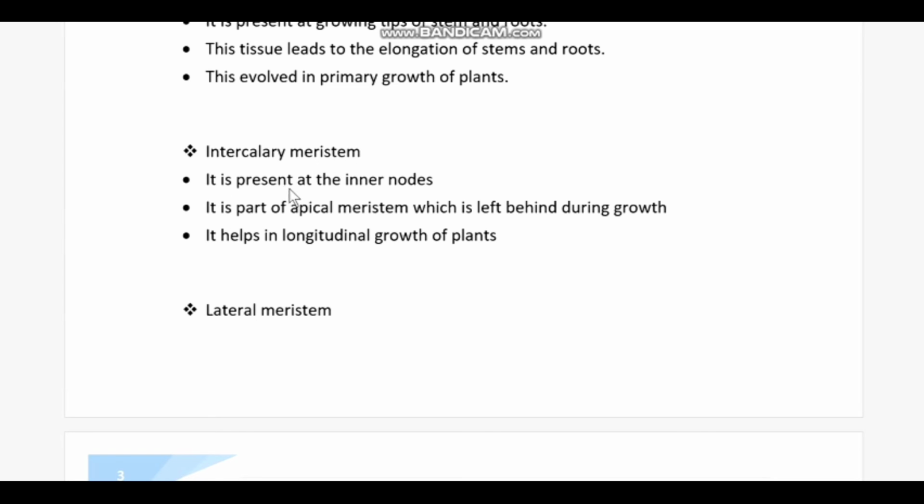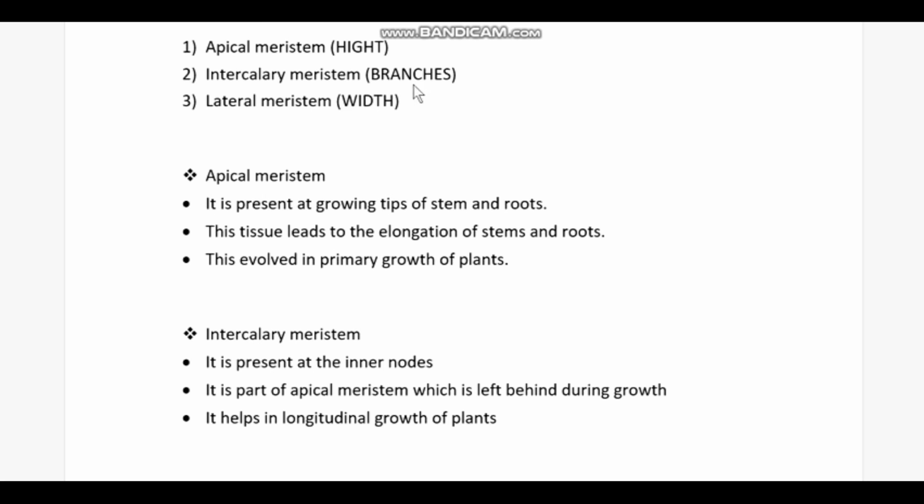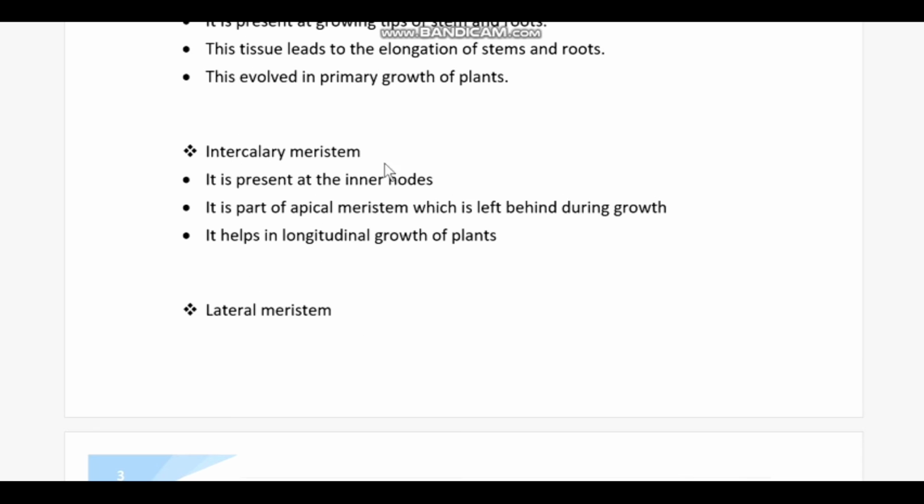Intercalary meristem is present in the inner nodes. It is part of the apical meristem which is left behind during growth. When the apical meristem helps the plant grow in height, and the plant grows taller, some meristem is left in the stems of the plant. From there, it will grow branches. That is the intercalary meristem.